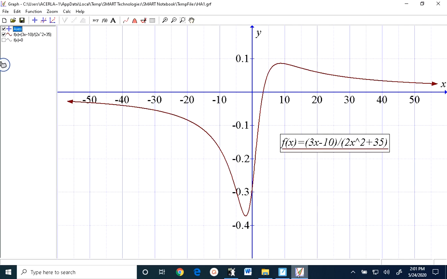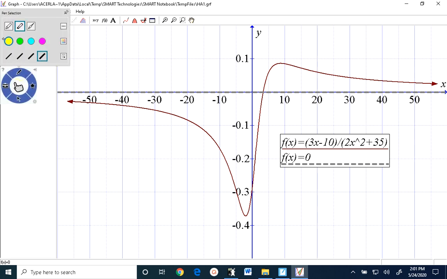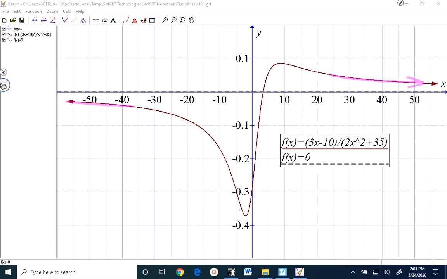So this is the graph of the function 3x minus 10 over 2x squared plus 35. And there is a horizontal asymptote at y equals 0. You can see, looking at the graph, that as x gets bigger and bigger in the horizontal direction, y gets closer and closer to that dotted line. On the left-hand side, as x gets bigger and bigger in the horizontal direction, y gets closer and closer to that line. So the line y equals 0 is the horizontal asymptote.